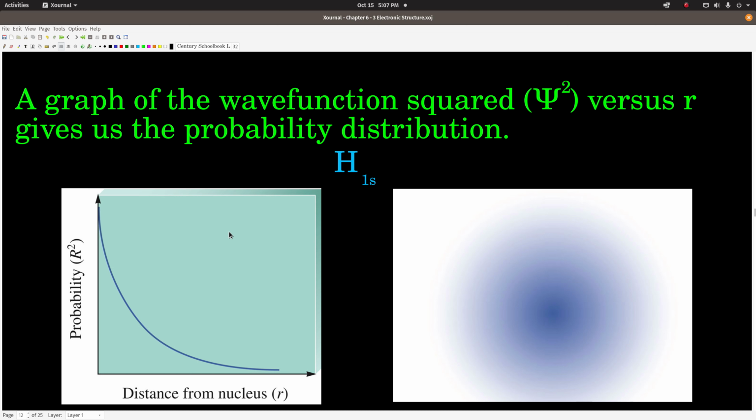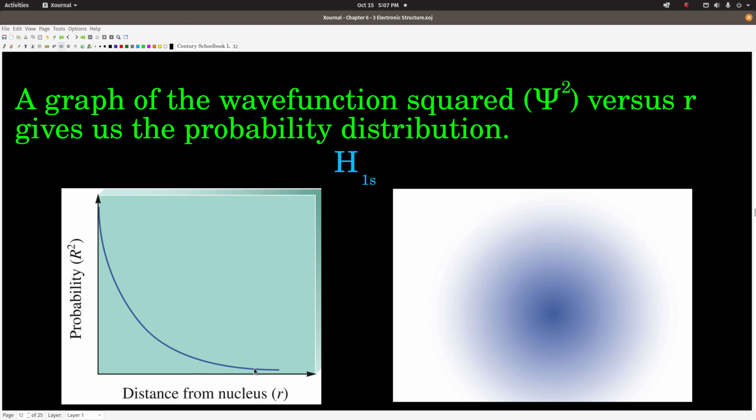So now back to psi squared. If we make a graph, and you are not going to have to do this, I'm back to the point where I'm showing you where all this stuff comes from. A graph of the wave function squared, psi squared versus r, which is the distance from the nucleus, gives us what's called a probability distribution. It's the probability that an electron is at some distance from the nucleus.